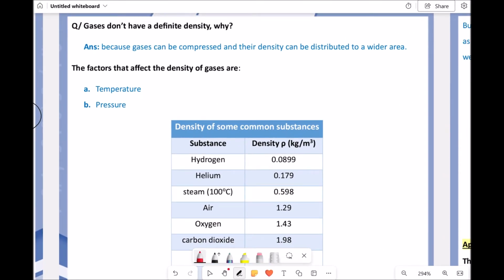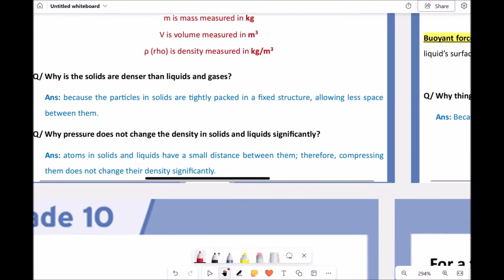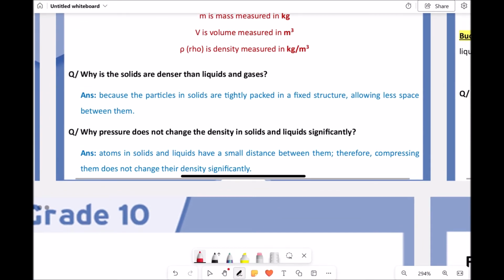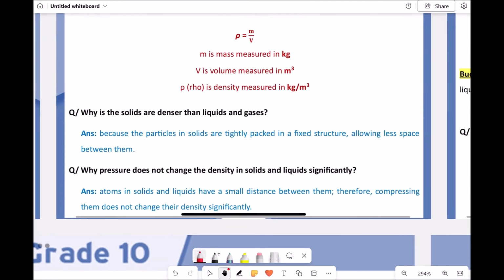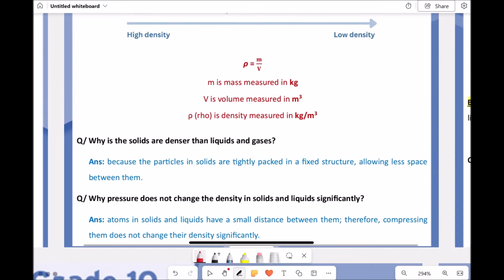Let's ask another question: why are solids denser than gases? It's because the particles or the atoms in solids are closely packed together, while in gases, particles are loosely packed, okay? And in liquid also, particles are close together. That's why the density of solids and liquids is higher than the density of gases.